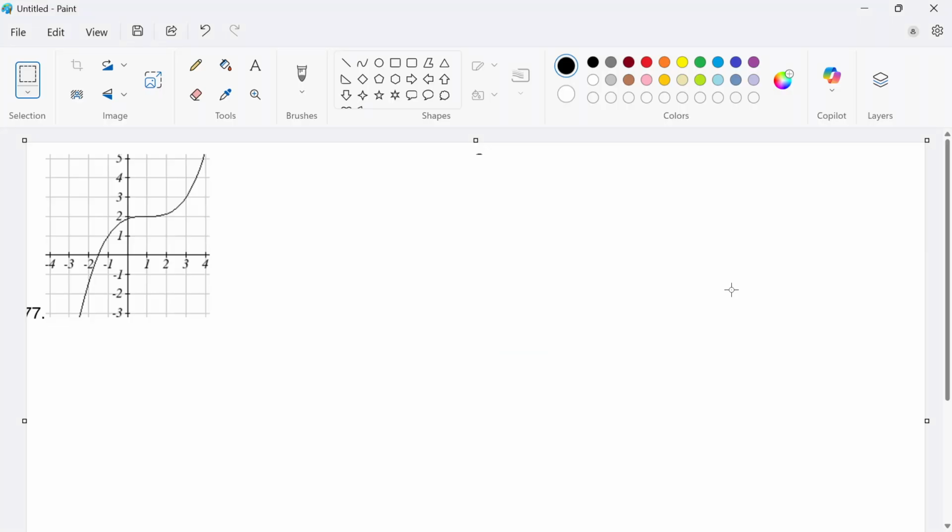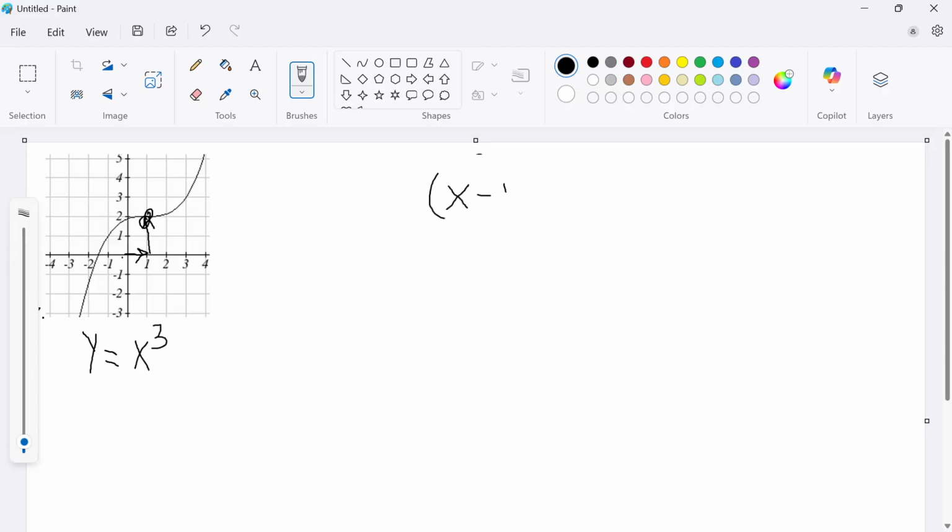I'm going to try a transformation of this function, which I have to know the parent function. The parent function of this is y equals x cubed. And on a cubic function, I can look at the inflection point. It's right there. This inflection point is shifted 1 to the right and 2 up. So the right shift is opposite sign, right is negative, so x minus 1 cubed, and then 2 up plus 2.